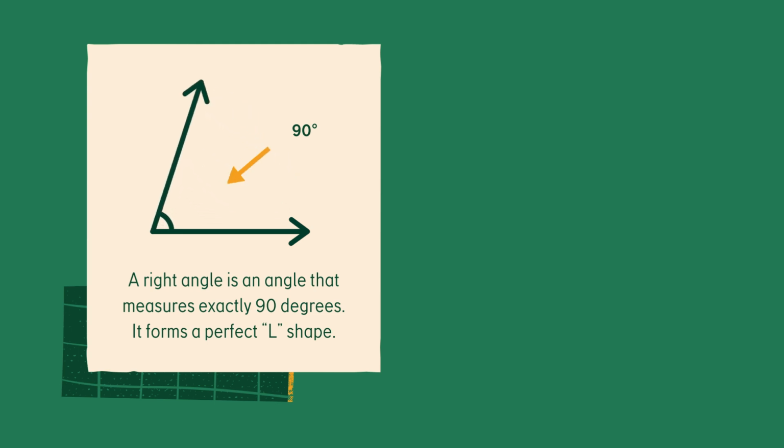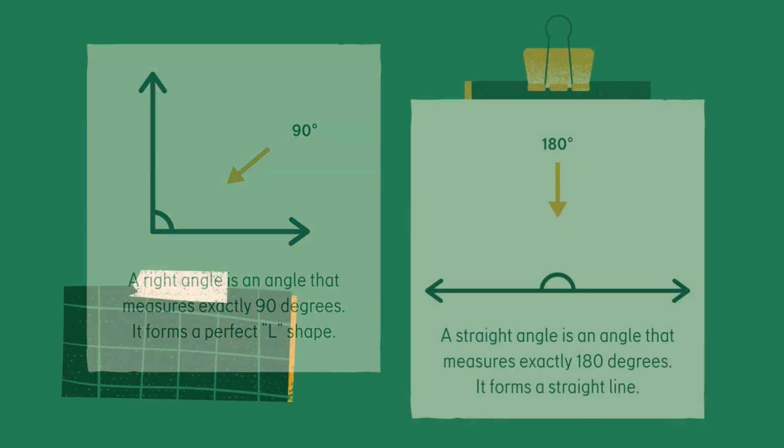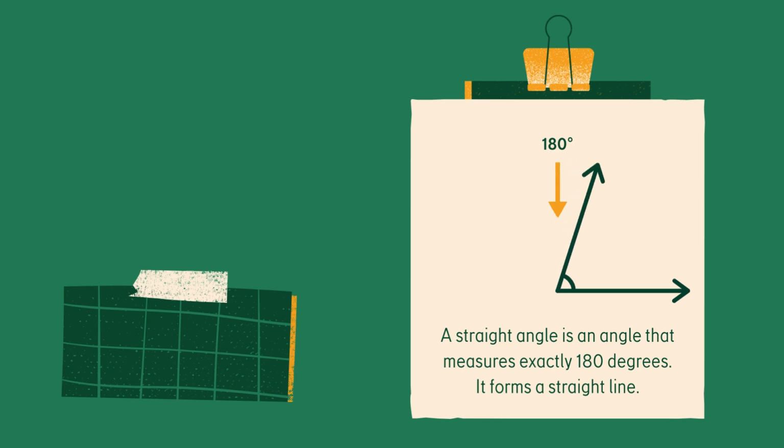A right angle is an angle that measures exactly 90 degrees. It forms a perfect L shape. A straight angle is an angle that measures exactly 180 degrees. It forms a straight line.